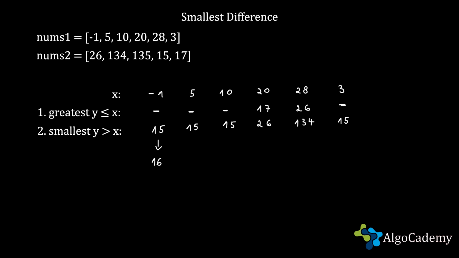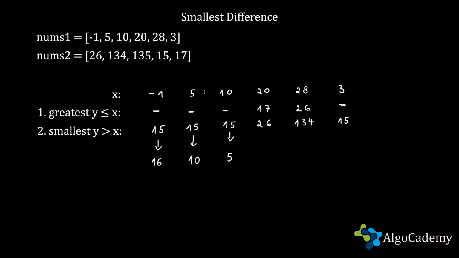Now, for 5, again, no number less than or equal to 5 in the second array, but the smallest one greater than 5 is 15. So 15 minus 5, the best absolute difference here for x equals 5 is 10. Then for 10, again, no number less than or equal to 10, and 15 is also the smallest one greater than 10. So here the absolute difference is 5.